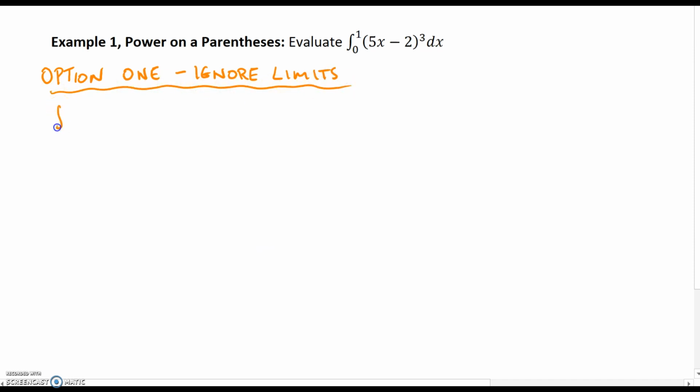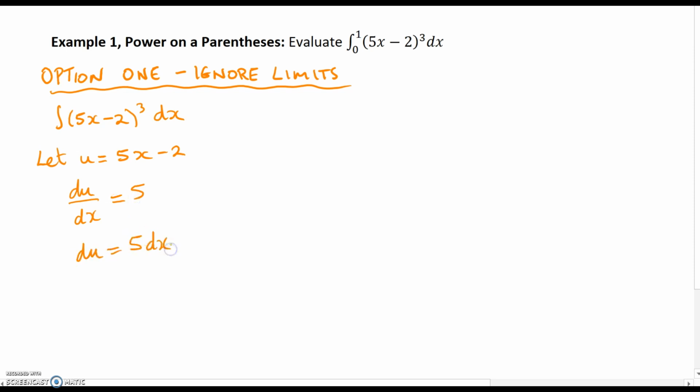So instead of making it a definite integral, let's treat it just like an indefinite integral. And let u equal 5x minus 2. Then du dx is equal to 5. Du will be 5 dx. And dx is going to be equal to du over 5. So that's one of the key parts, and that's the other.